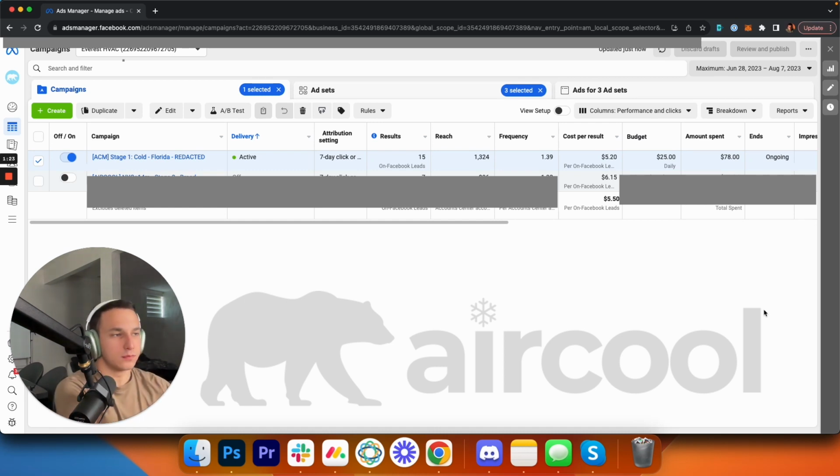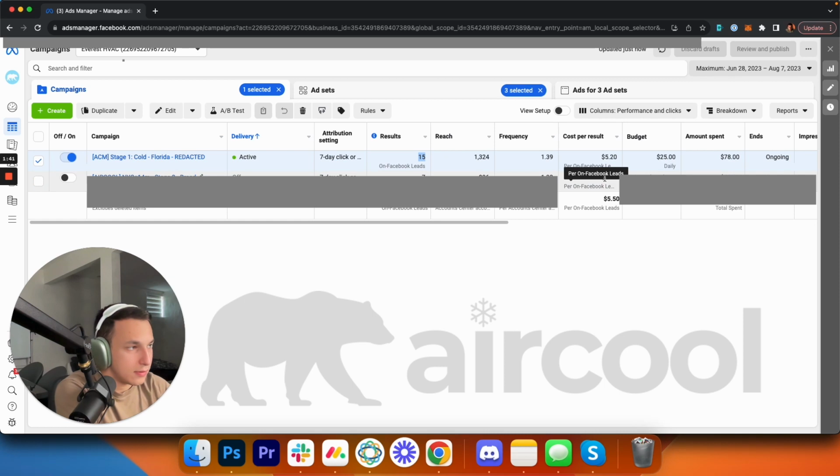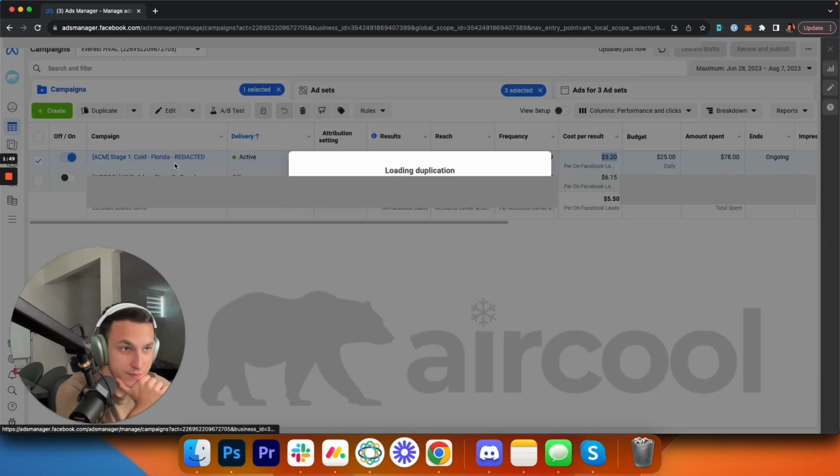Now, this campaign is running at $25 per day, and it's spent $78. I'm going to refresh my screen just so you can see that I'm not making this up. But in 3 days, we've gotten 15 leads. Now $5.20 cost per result is already really good, but I'm going to go into this. I'm going to show you something that's crazy.